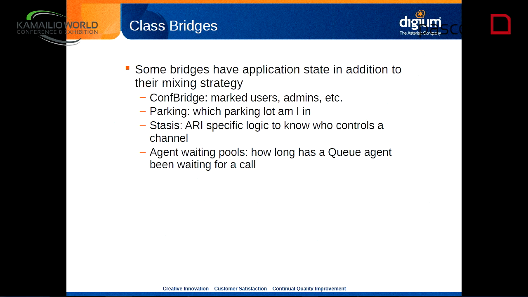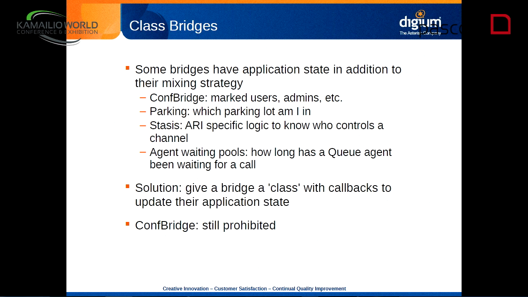So when we analyzed the code, we realized that we've actually got 4 different places, at least, that have application logic that needs to be respected by the bridging framework. Conf bridge, which is the conferencing engine, which has marked users or admins or all these other different things. Parking, which needs to know which parking lot I'm in and some other properties of the parking system. ARI, which needs to know some very weird things about who's controlling the channel right now, either ARI or the Asterisk core. And then our replacement for Chan agent, which are the Chan agent waiting pools, which needs to know how long a queue agent has been waiting on a call inside of this special holding bridge that it uses.